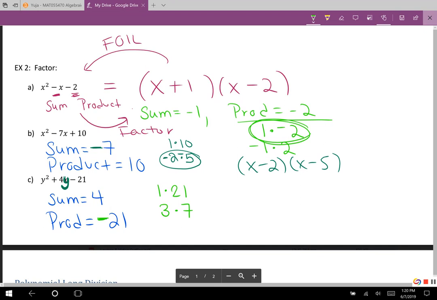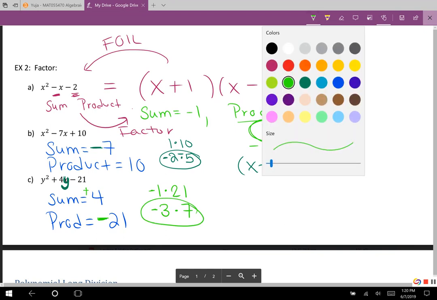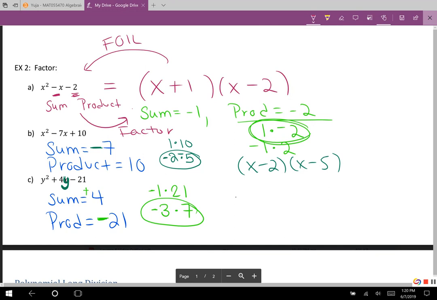We have a positive sum, so I'm going to make the smaller number negative. And then let's see. Oh, yeah, 7 and -3. That does add up. That gives me a sum of 4. And so my answer is going to be x minus 3, x plus 7.